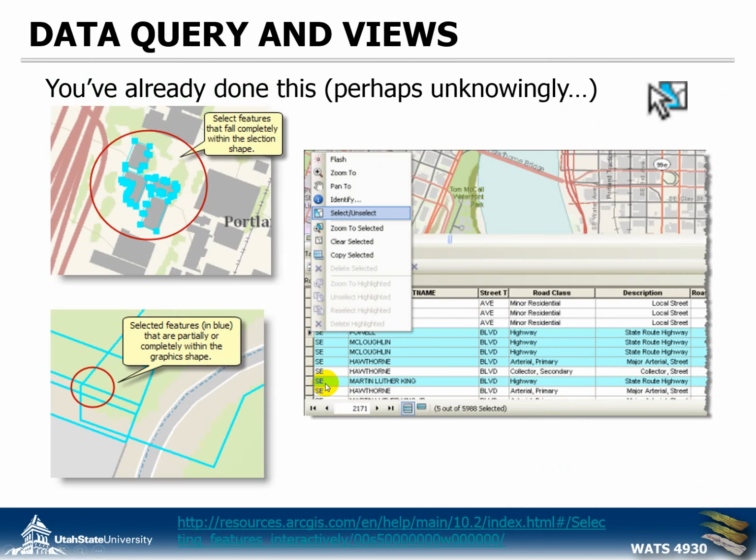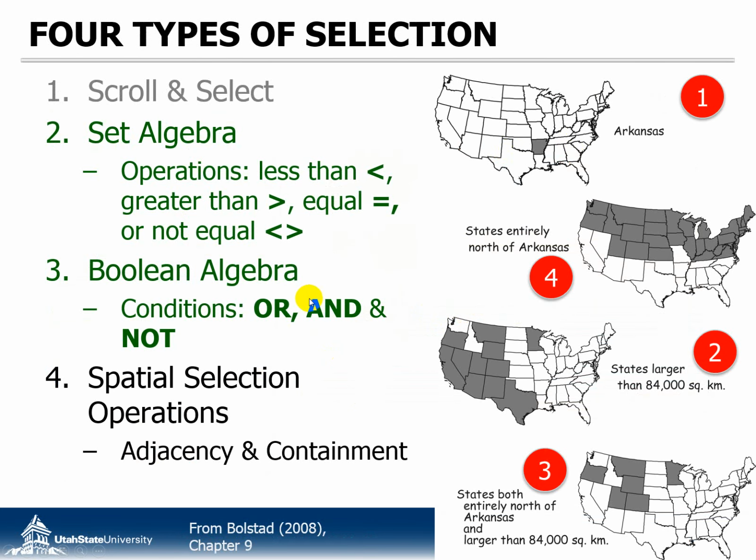The way you do that, a lot of you have probably already done this, you may not have realized it. When you're in the attribute table, you can simply highlight. You can click on this button, or you can right-click and hit select, unselect. When you've selected something and it's highlighted, then it shows up as highlighted on your map as well as in your attribute table. So that's your scroll and select.